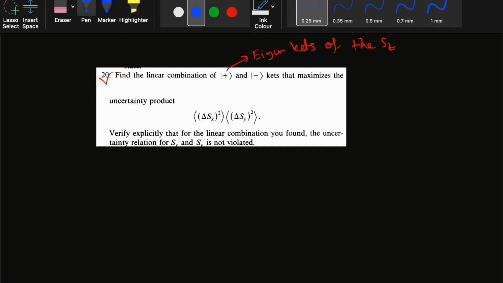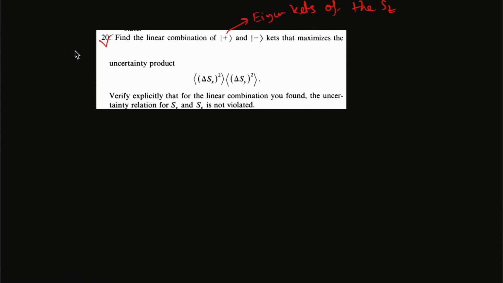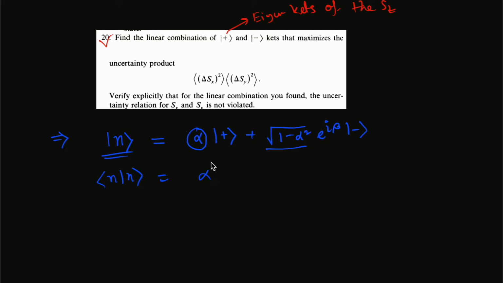So let us assume an arbitrary state |n> = alpha |+> + root of (1 minus alpha squared) e to the power i beta |->. We have chosen alpha and root of 1 minus alpha squared to normalize the state, because if we compute <n|n>, it will give alpha squared plus (1 minus alpha squared), which gives 1.